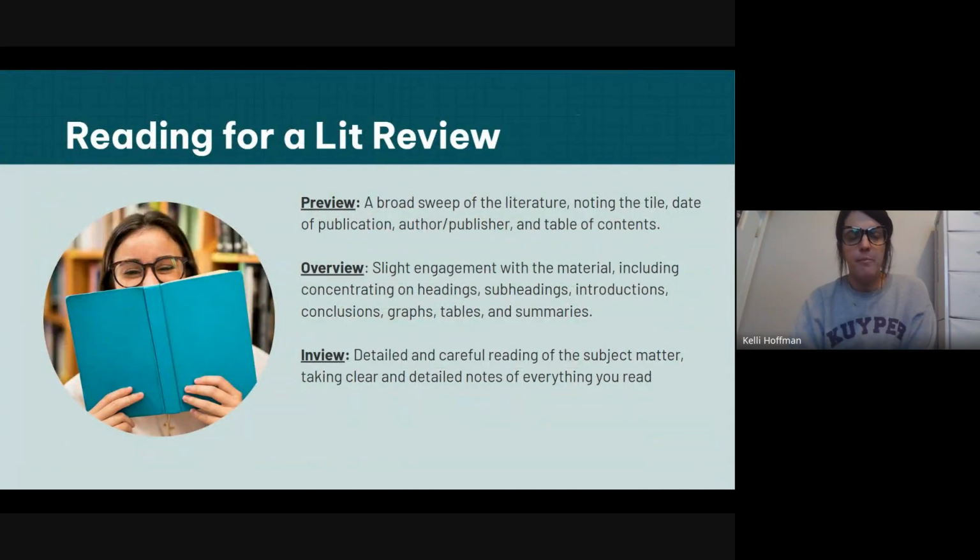So when you encounter empirical articles, or even theoretical or practical ones, because those are good too, when you're reviewing articles for a lit review, this is a really handy way to save yourself time from reading a ton of articles. A good place to start is a preview. You take your article, print it off or pull it up on your screen, and just eyeball it. You do the broad sweep, looking at the title, date of publication, author, publisher, and table of contents. That checks off some of the things we looked at on previous slides.